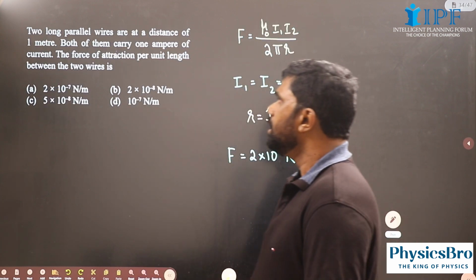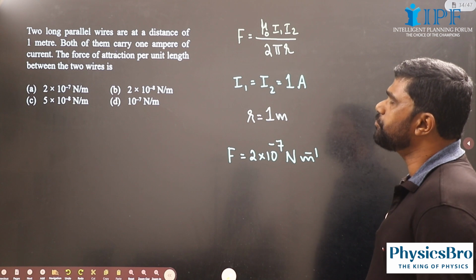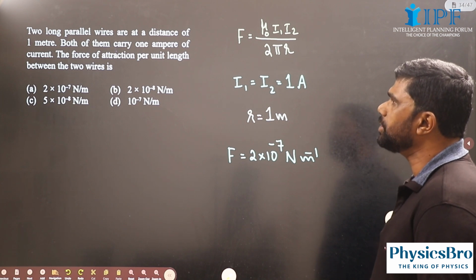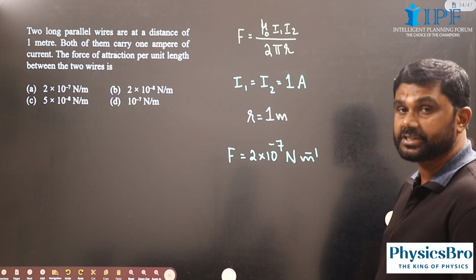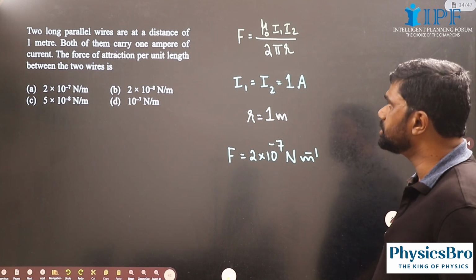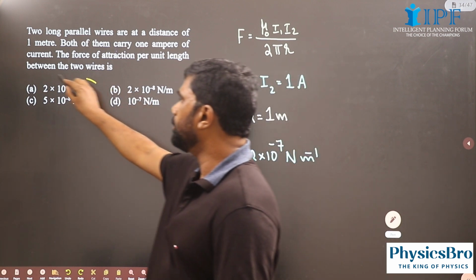Okay. Two long parallel wires are at distance 1 meter. Both of them carry 1 ampere of current. The force of attraction per unit length, that is actually the definition of ampere. It is force per unit length 2 into 10 raised minus 7 Newton per meter.